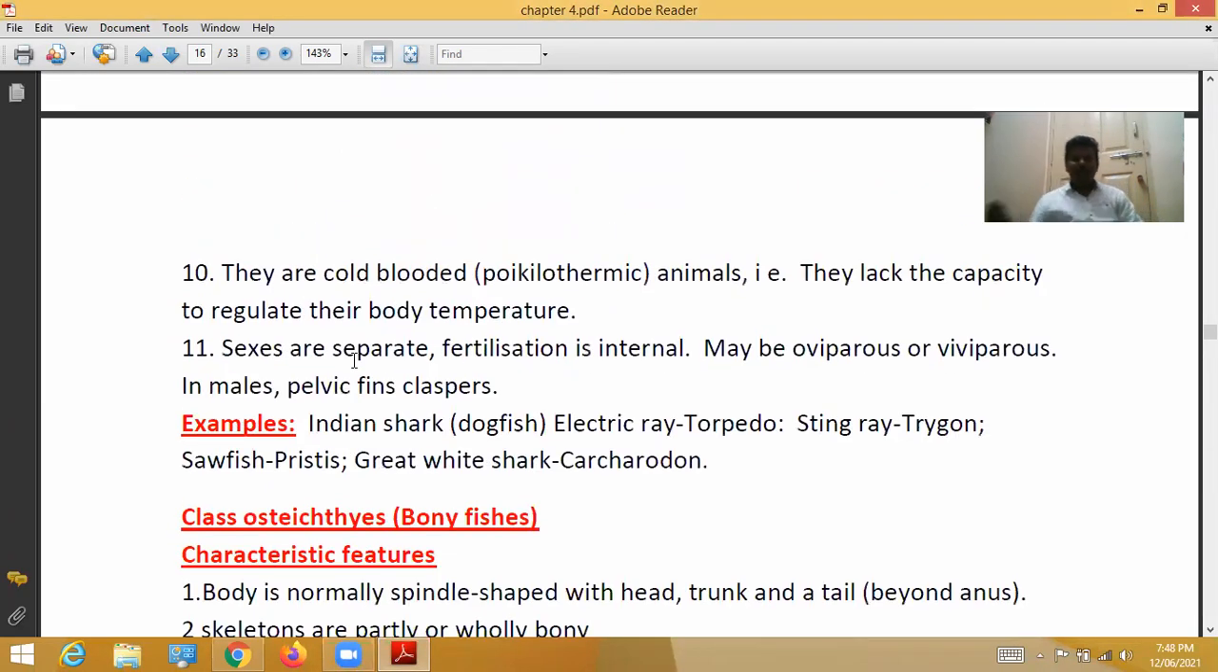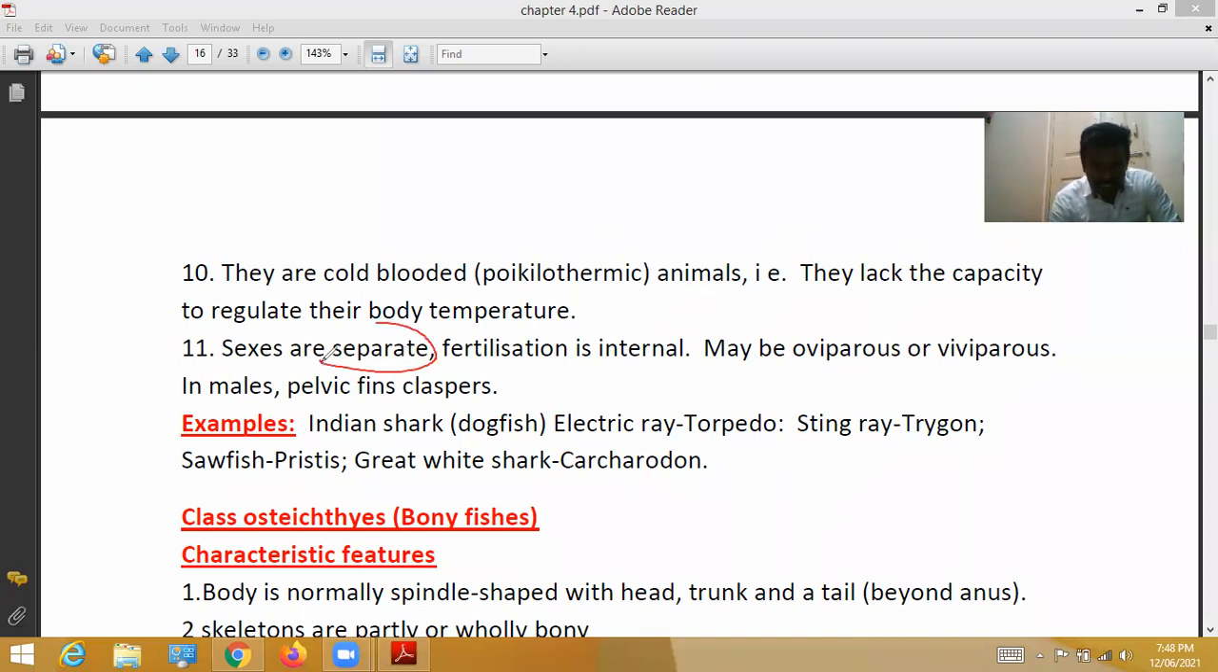They are cold-blooded, poikilotherms. That is, they lack the capacity to regulate their body temperature. They are unable to maintain their internal body temperature constant. According to the environment, their body temperature changes. Generally, sexes are separate. Fertilization takes place in the female. They may be oviparous or viviparous. Some lay eggs, and some fishes may give birth directly to the young.